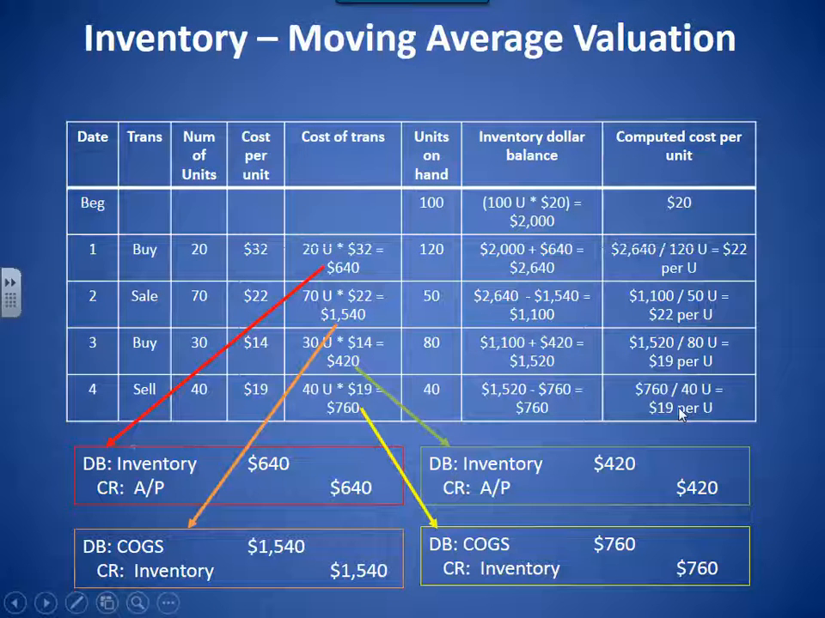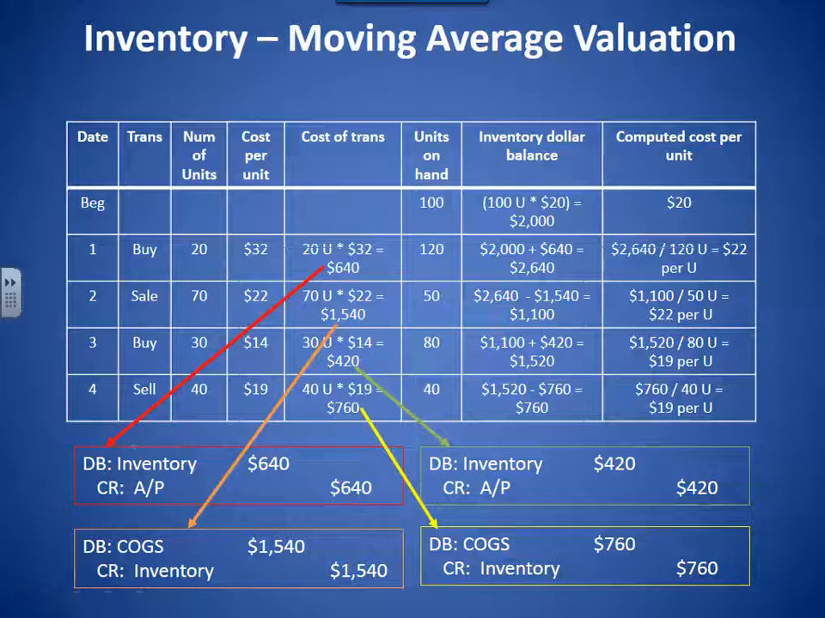Now that we've gone over 4 separate transactions, let's take a look at the journal entries these transactions would produce. Transaction number 1 is where we actually purchased some items, and the transaction cost was $640. So we debit inventory for $640 and credit, let's say, accounts payable as a balancing entry, or cash, whatever you want to use in this case, for $640.